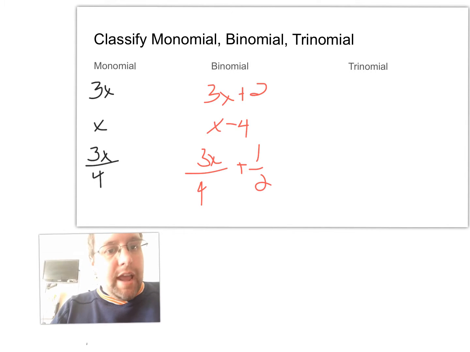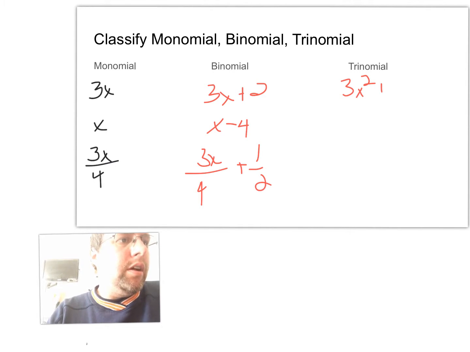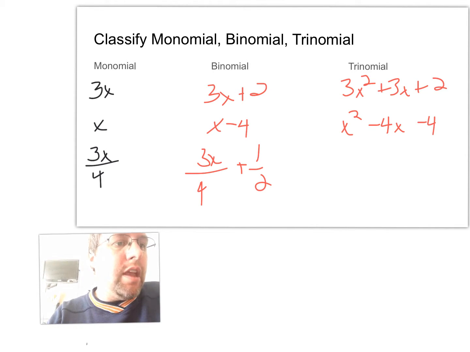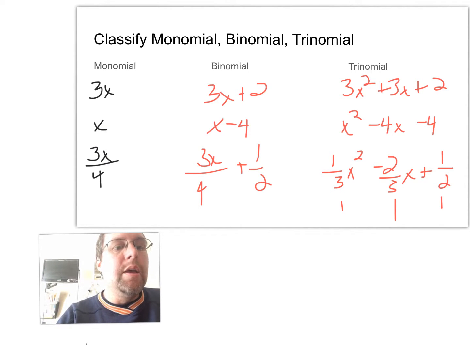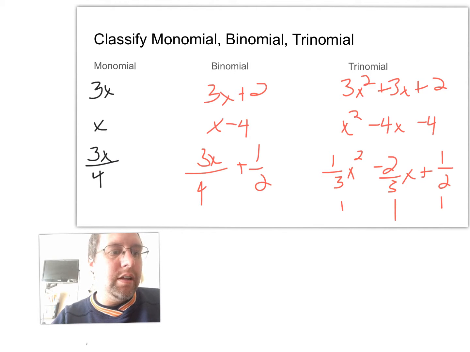A trinomial is going to have, obviously, 3 pieces. So let's do 3x squared plus 3x plus 2. We'll have something like x squared minus 4x minus 4. That's a trinomial. We have, let's say, 1/3 x squared minus 2/3 of x plus 1/2. Where we have now 3 pieces because it was separated by a plus or minus. So those are our basic classifications. Let's move on to the next slide.